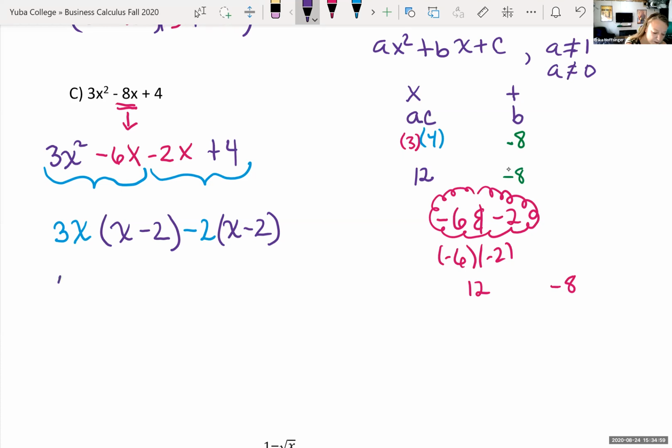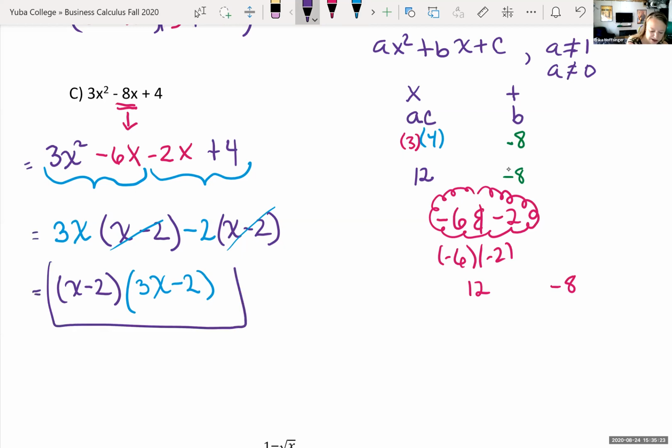So it's like we're pulling out the parentheses from both of those groupings. If you pull out the parentheses for that first piece, you would just be left with a 3x. And if I pulled out the x minus 2 from the second piece, I would be left with negative 2. And so this factors as, and it doesn't matter the order, the factor of x minus 2 times the factor of 3x minus 2.